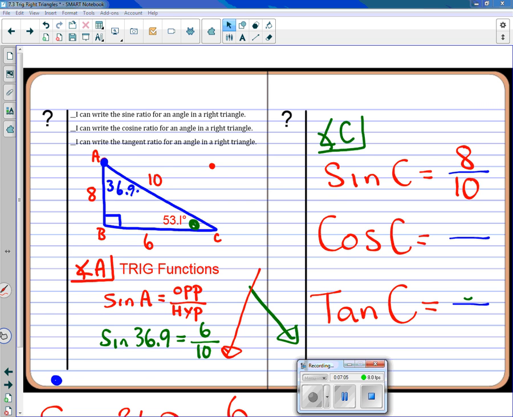And it should be 8 over 10. Of course, later on we might want to reduce that if I was given it as an answer, but for now, let's just write it as 8 over 10. Let's go on to cosine. And for cosine, you should have 6 over 10, adjacent over hypotenuse. And then finally, for tangent of C, should be 8 over 6, opposite over adjacent.